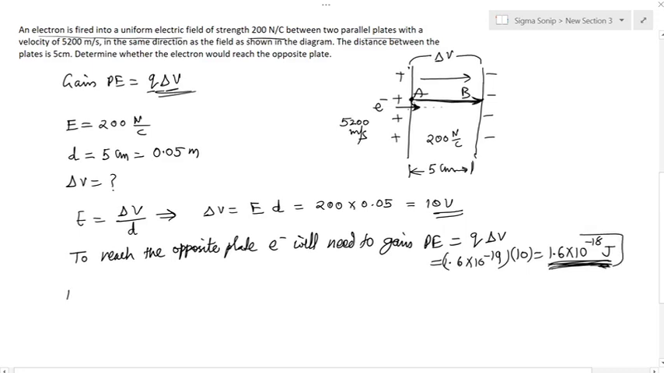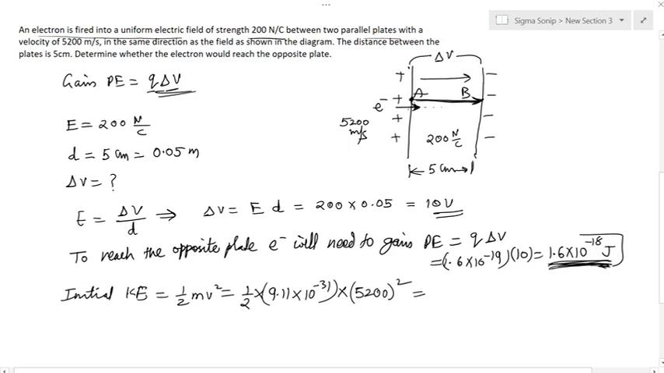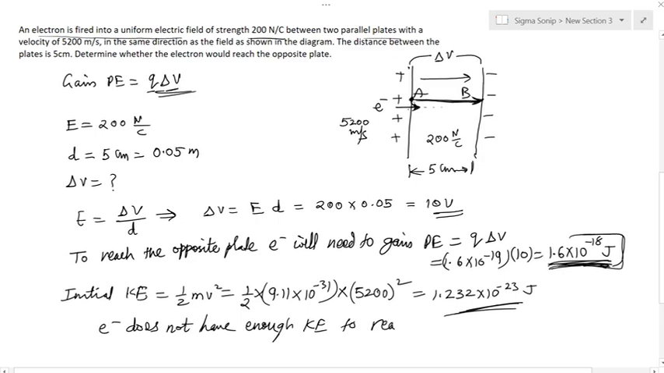So let's see how much initial kinetic energy it has. Initial KE is equal to half mv square, half times the mass of electron, and velocity is given as 5200 square, and this comes out to be 1.232 times 10 to the power minus 23 joule. And this is not enough. This is very small in comparison to what actually is needed. So we can see that electron does not have enough kinetic energy to reach the opposite plate.